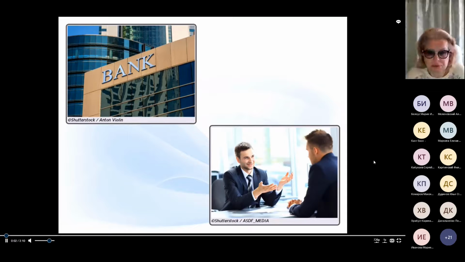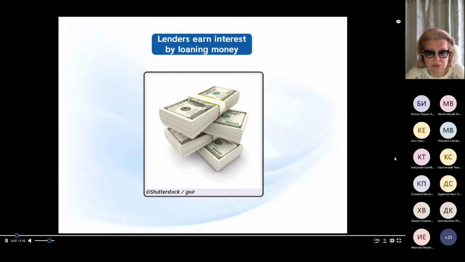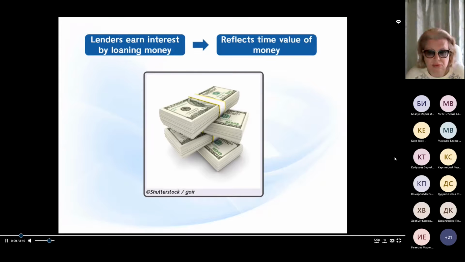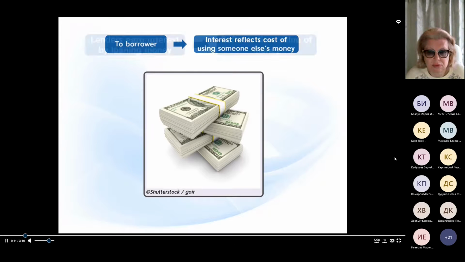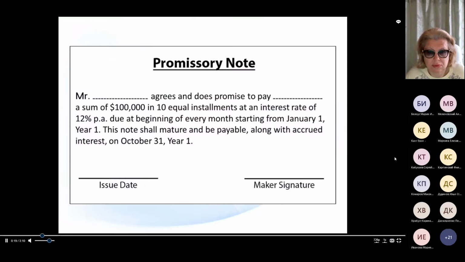Banks and other creditors are willing to lend cash because they will earn interest in return. Earning interest by loaning money to others reflects the time value of money. To the borrower, interest reflects the cost of using someone else's money and is therefore an expense. When a company borrows money, it normally signs a formal written contract with a bank and reports the amount borrowed as a note payable. The note specifies the amount borrowed, the date by which it must be repaid, and the interest rate associated with the borrowing.